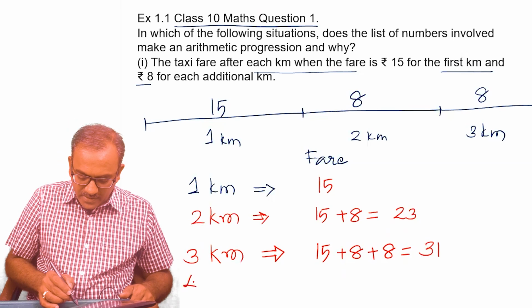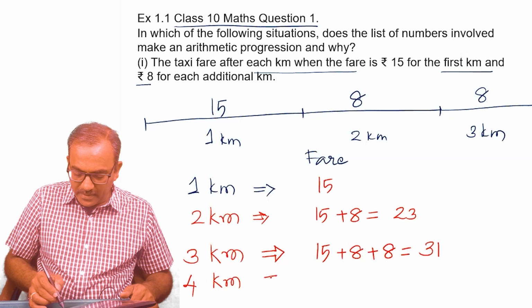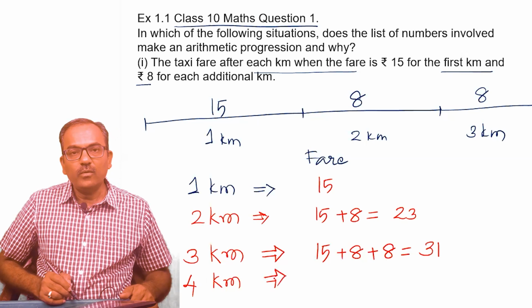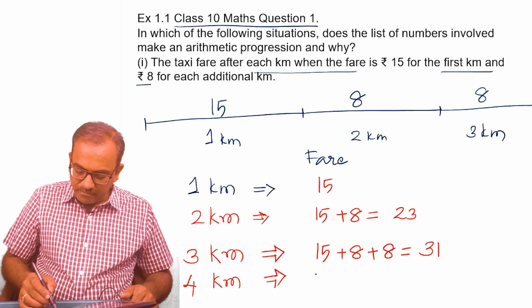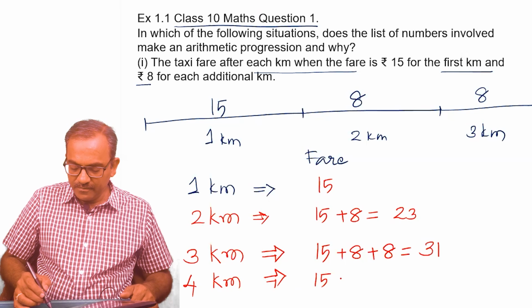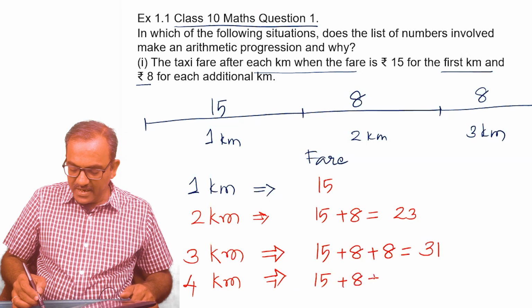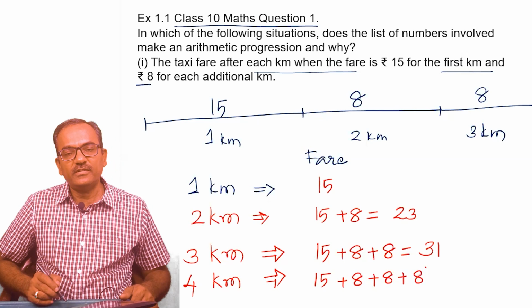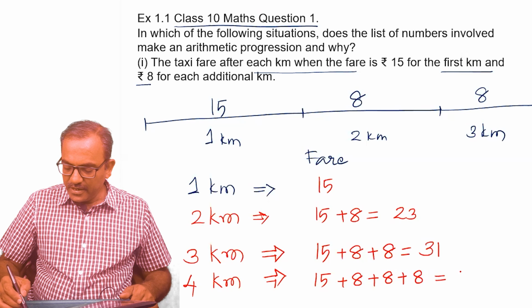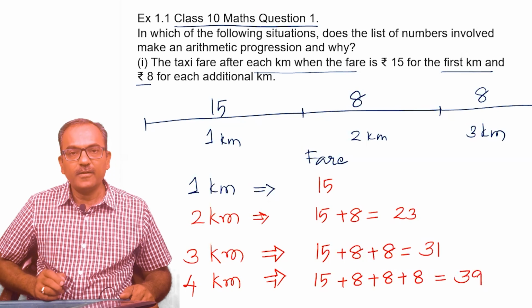Now, let us say you move 4 kilometers, then what would be the fare? For the first kilometer it is 15, second kilometer is 8, third kilometer it is 8, and for the fourth kilometer also it is 8. Then it would become 39.